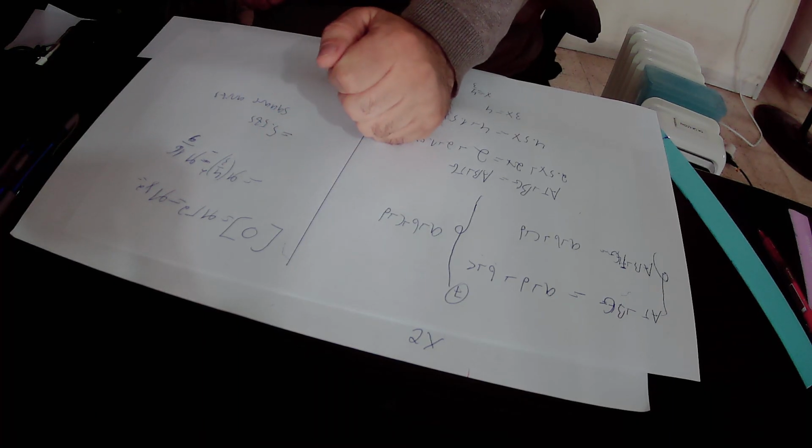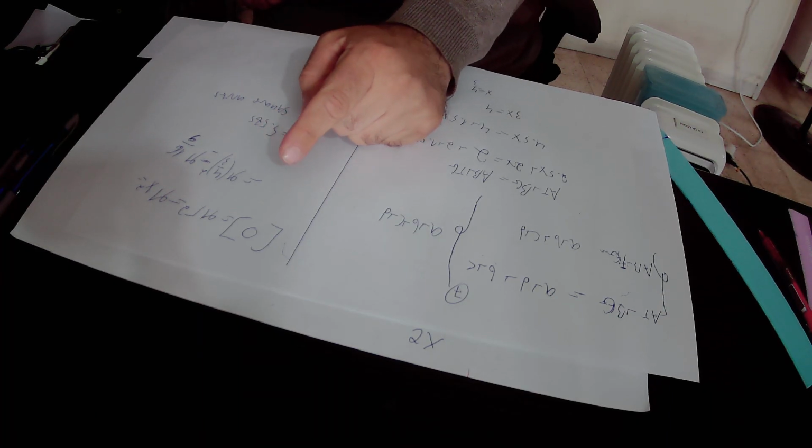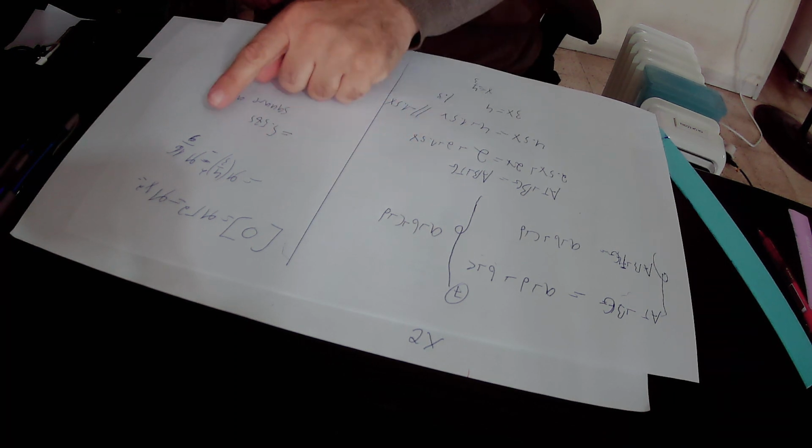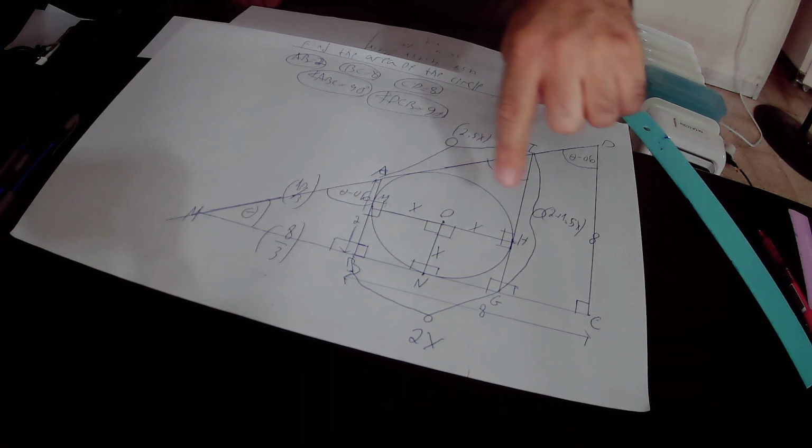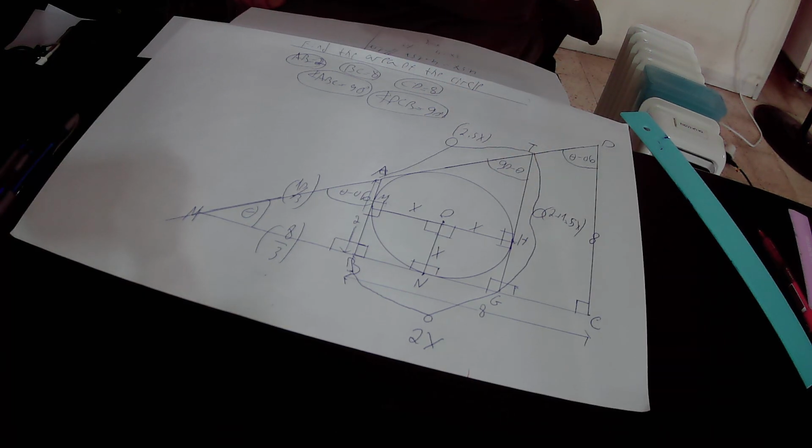So in conclusion, we found that the area of our circle equals 16 pi over 9 square units, or in terms of numbers, the area of this circle equals 5.585 square units. Okay, thank you very much.